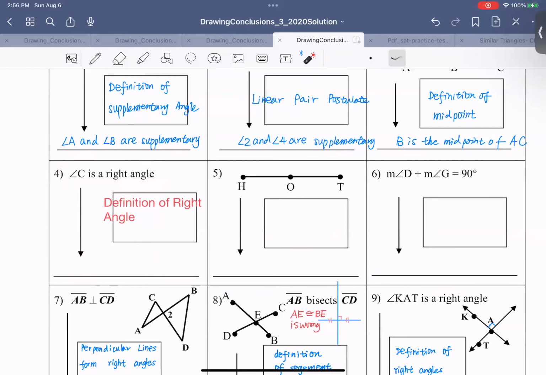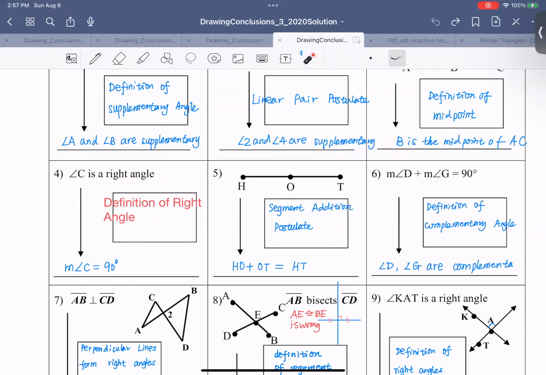Let's see number 6. It's angle D plus angle G. You will see D and G are complementary, yes, because of the definition of complementary angles. Very good job. See, boys can also do these things very neatly.